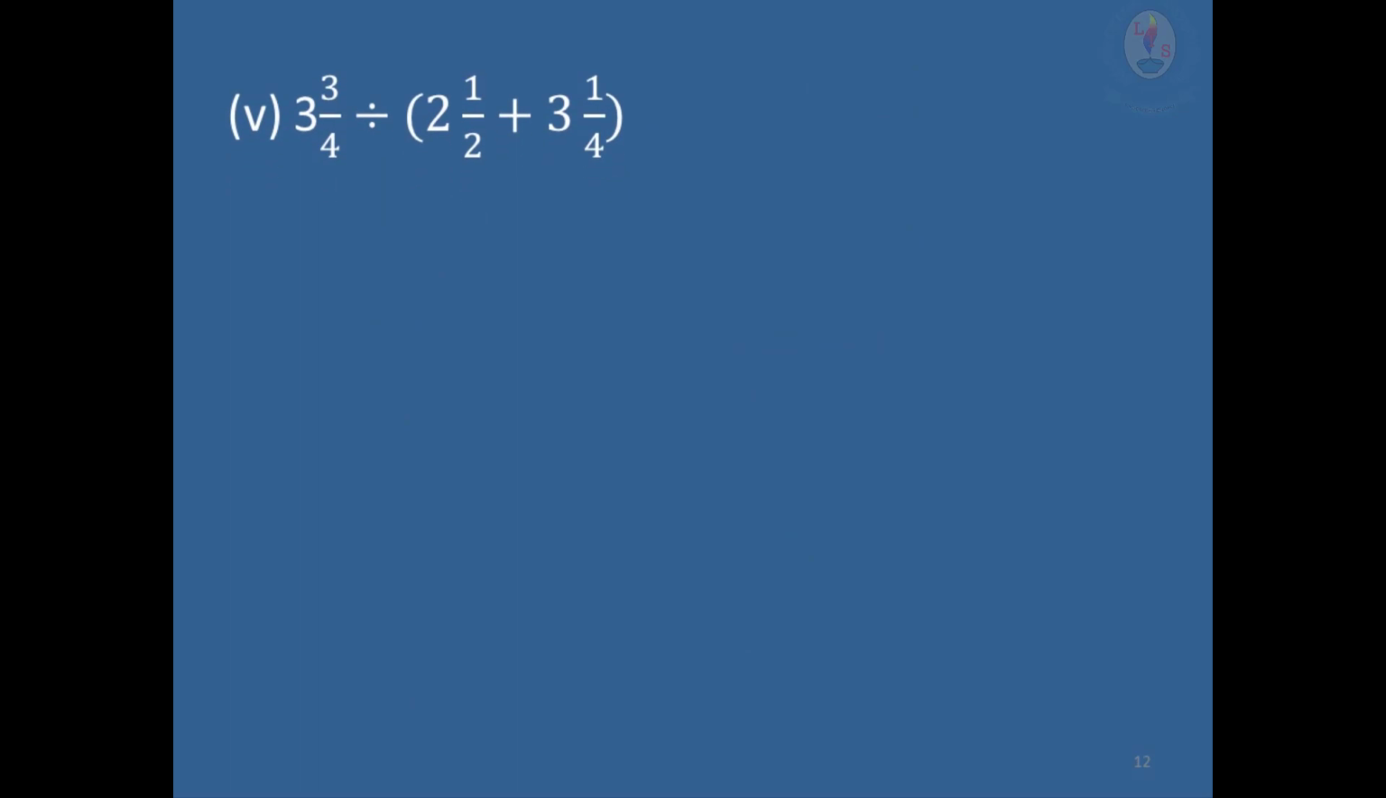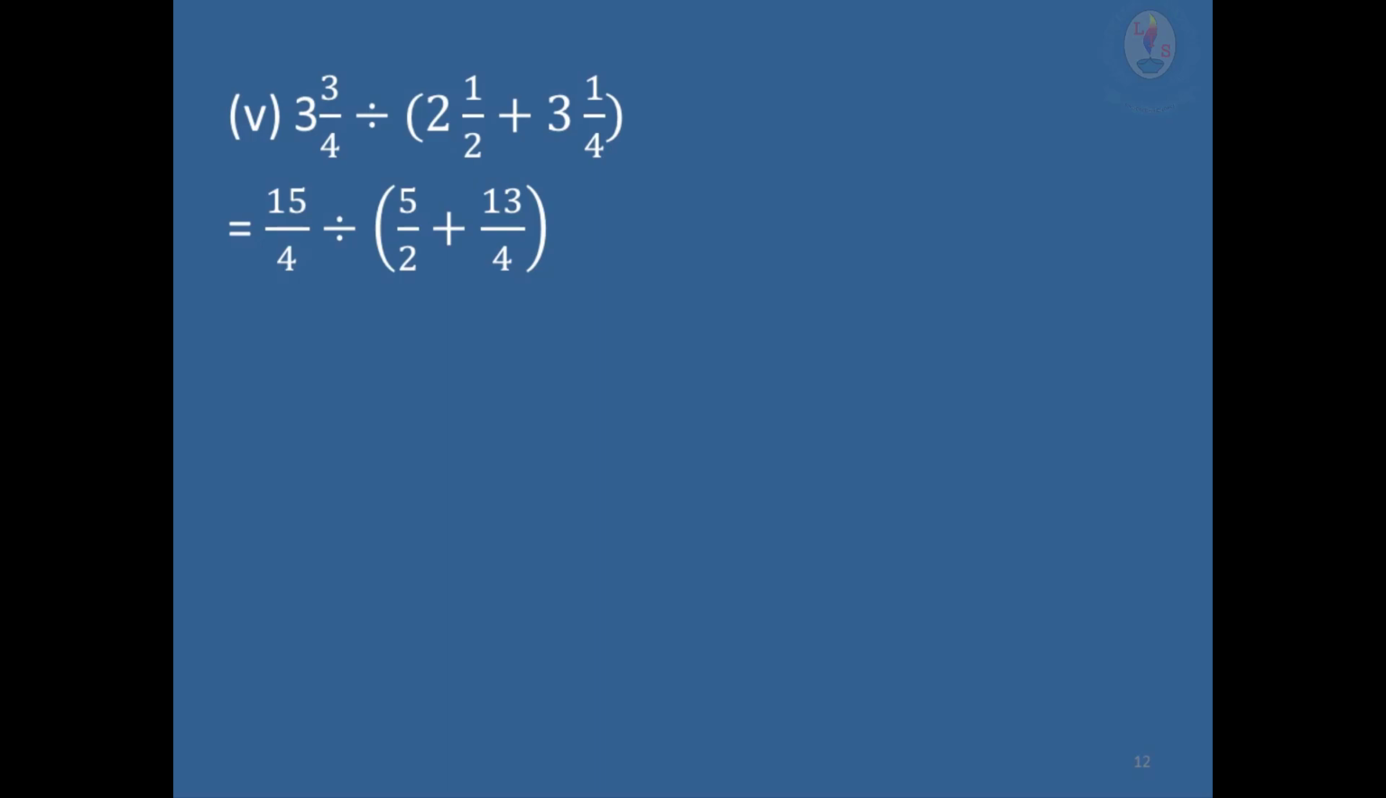We'll see part 5. 3 3/4 divided by, within brackets, 2 1/2 plus 3 1/4. According to the BODMAS rule, first we need to simplify the expression in this bracket. First we need to write these mixed numbers as improper fractions. 4 times 3, 12, 12 plus 3, 15, 15 over 4 divided by 2 times 2, 4, 4 plus 1, 5, 5 over 2 plus 3 times 4, 12, 12 plus 1, 13, 13 over 4.